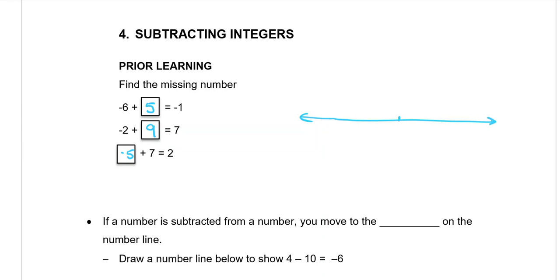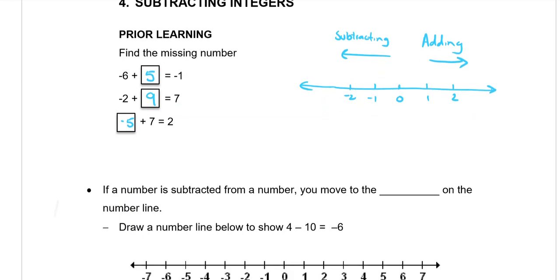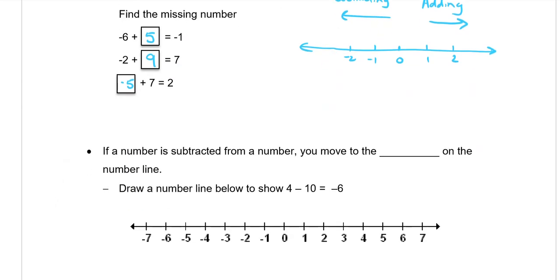So when we have our 0 and we have our numbers on here, whenever you are adding, we go to the right. So now we're going to be subtracting, which means we're going to be moving to the left on that number line. So that is this first little dot point. If a number is subtracted from another number, you move to the left on the number line.